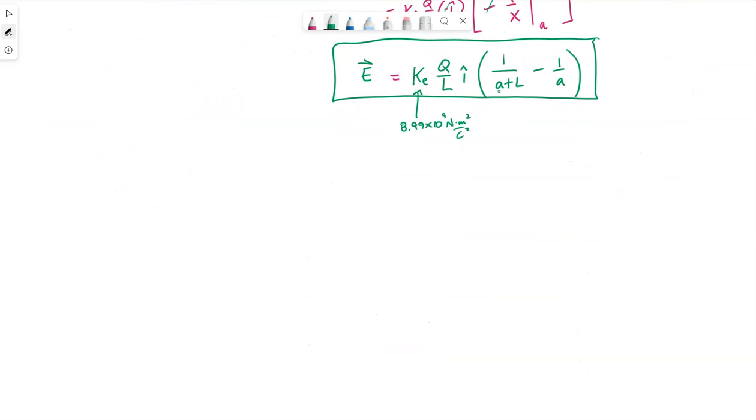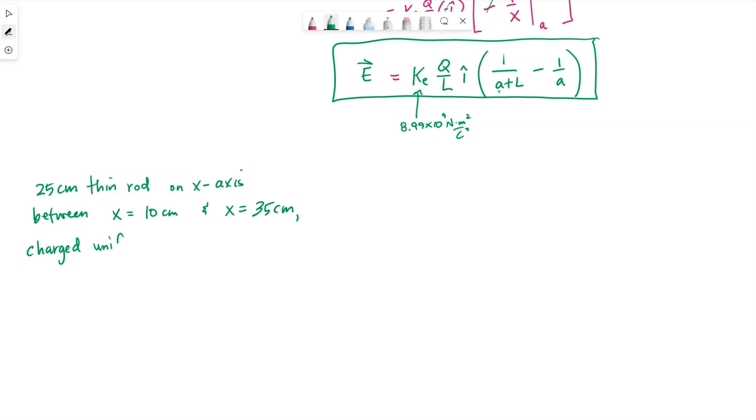For example, if we said we had a 25 centimeter thin rod on the x-axis between x equals, I don't know, let's make up some numbers here, 10 centimeters and x equals 35 centimeters. And it was charged uniformly with Q of positive 42 nanocoulombs. What is the electric field at the origin?